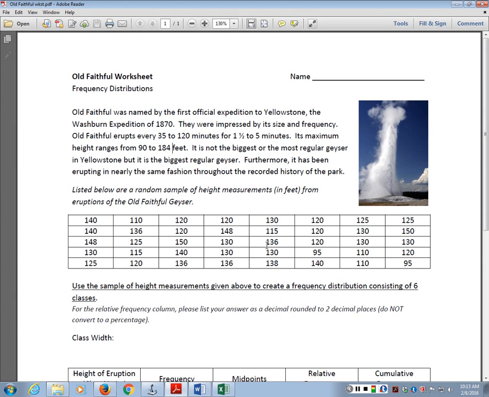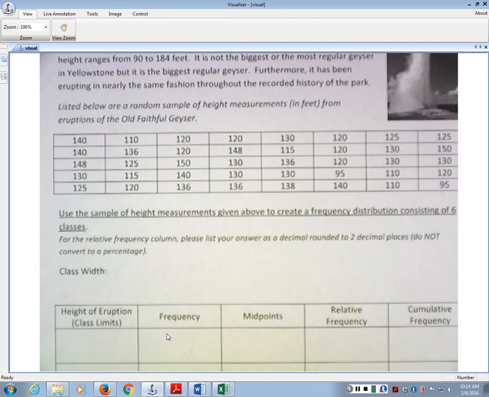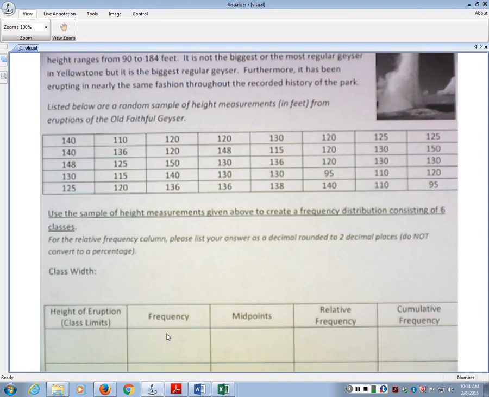So with that simple random sample, we're going to use the given data, not the problem statement itself, but the data that we have from the sample, to create a frequency distribution consisting of 6 classes. And we've done this before, this is just a way to get into Excel from here. We're first going to use the idea of class width with this data and decide what the class width is going to be. So here's the worksheet with the data.